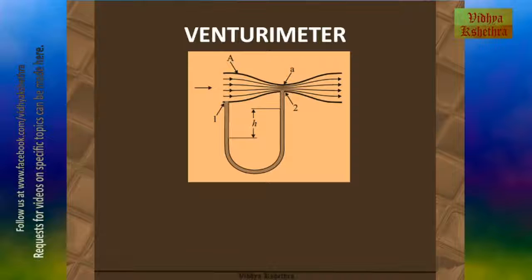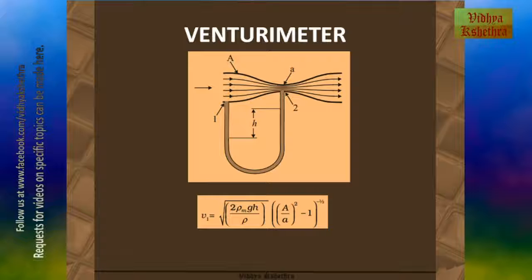Now, the velocity at the wider cross section of the Venturimeter V1 is given by the equation V1 equals root of 2 rho m g h by rho into ((A by a) the whole square minus 1), the whole raised to minus 1 by 2. Here rho m is the density of the fluid in the manometer and rho is the density of the fluid.